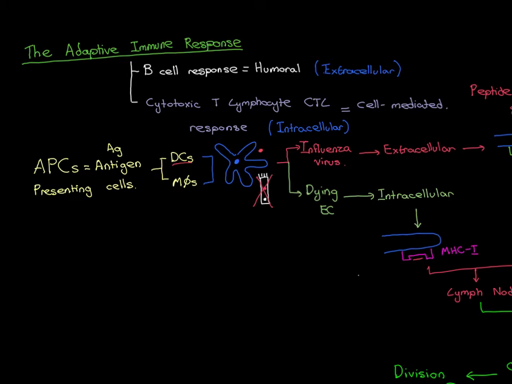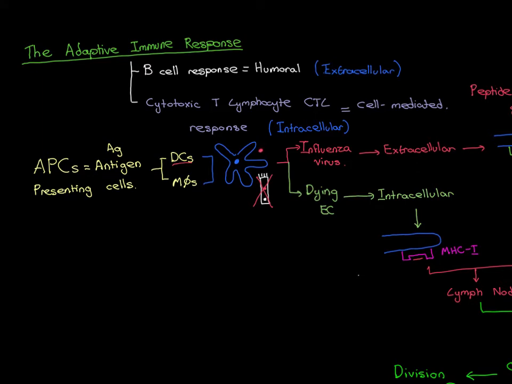Now, at the moment we're in the process of discussing the extracellular response, so remember all adaptive immune responses start with antigen-presenting cells, of which the two major examples are dendritic cells and macrophages, particularly dendritic cells. They're fantastic at doing antigen presentation. So we're starting with the extracellular response.